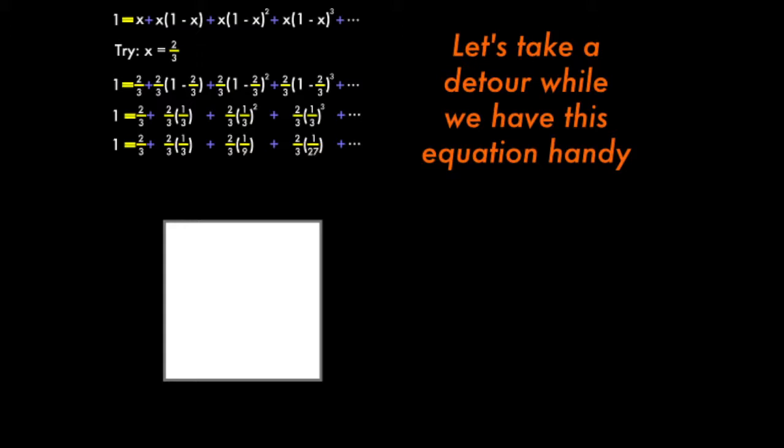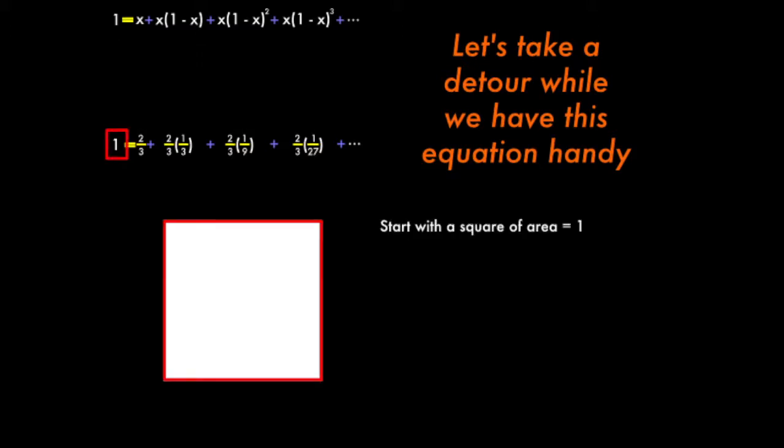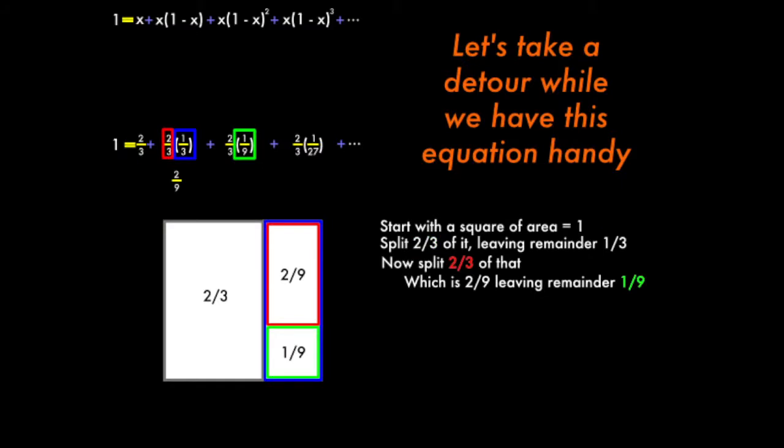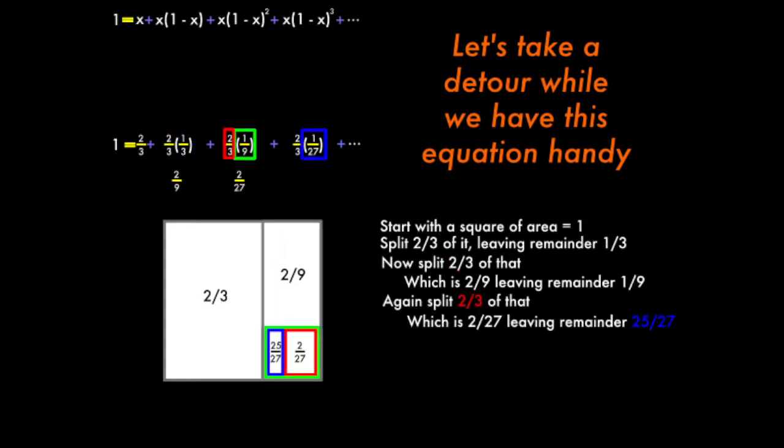So far, we've been looking at line segments, which are one-dimensional in a two-dimensional plane. Now let's think about this two-dimensional area of a square. Using the same equation, let's look at a square of area 1 in red. Now split 2/3 of the square, leaving a remainder of 1/3, represented in green and blue. Now split 2/3 of that 1/3, which gives us 2/9, leaving a new remainder of 1/9. Again, split 2/3 of that, which is 2/27, leaving a remainder of 25/27.